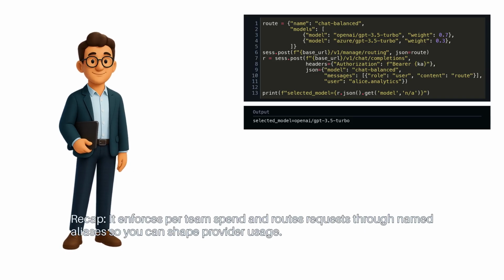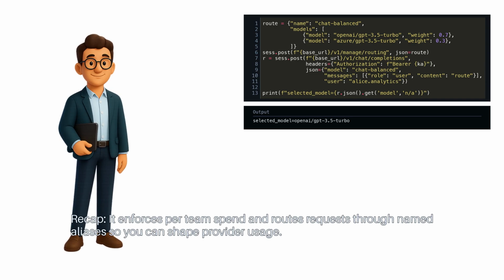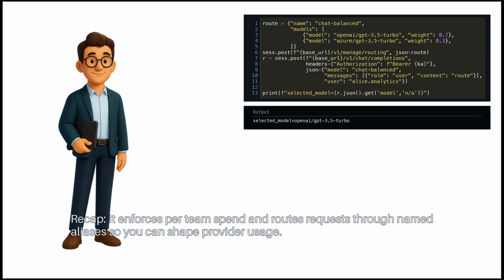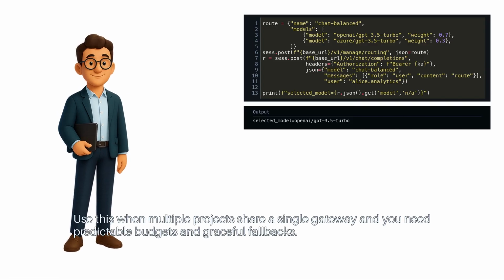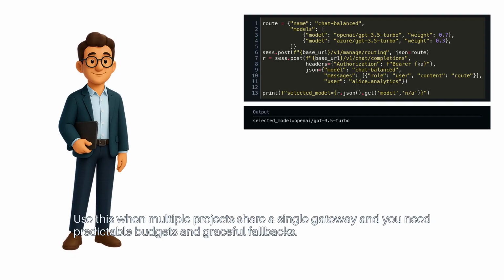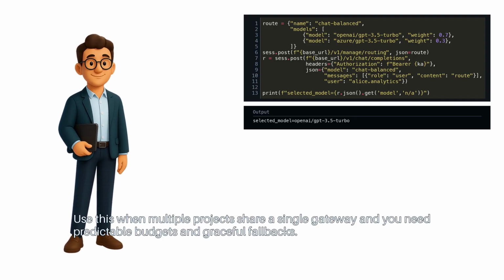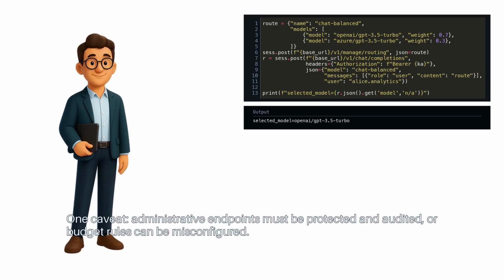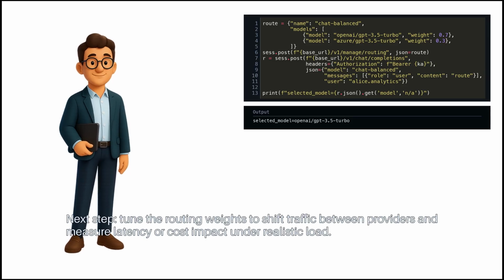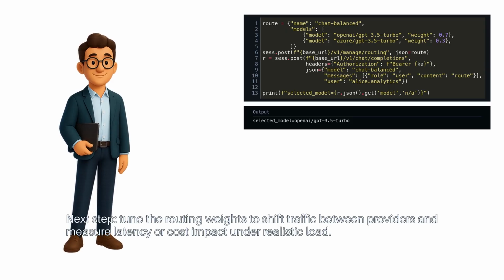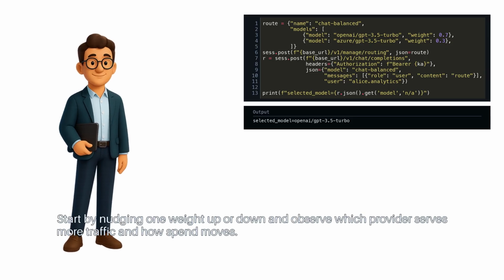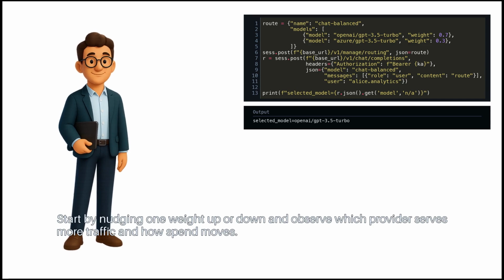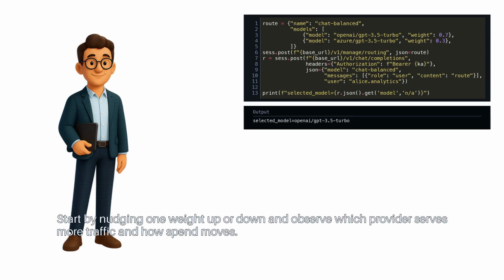Recap: it enforces per-team spend and routes requests through named aliases so you can shape provider usage. Use this when multiple projects share a single gateway and you need predictable budgets and graceful fallbacks. One caveat: administrative endpoints must be protected and audited, or budget rules can be misconfigured. Next step: tune the routing weights to shift traffic between providers and measure latency or cost impact under realistic load. Start by nudging one weight up or down, and observe which provider serves more traffic and how spend moves.